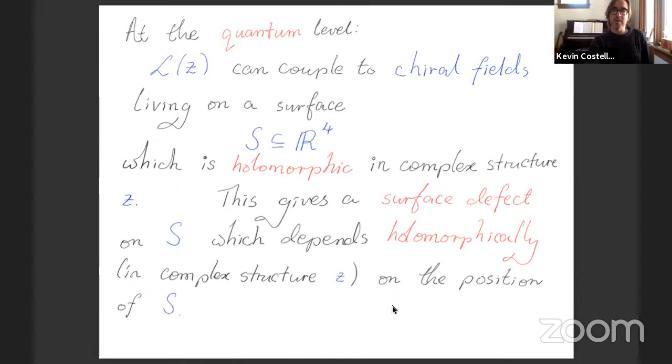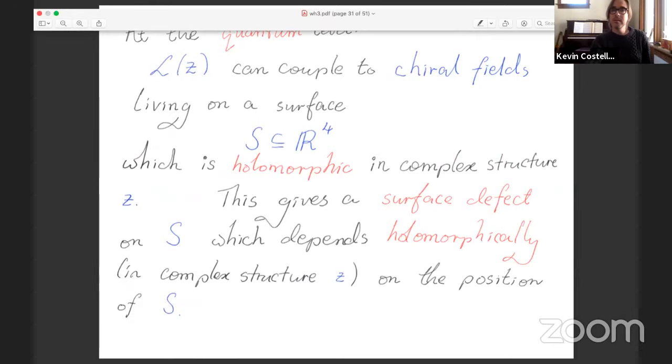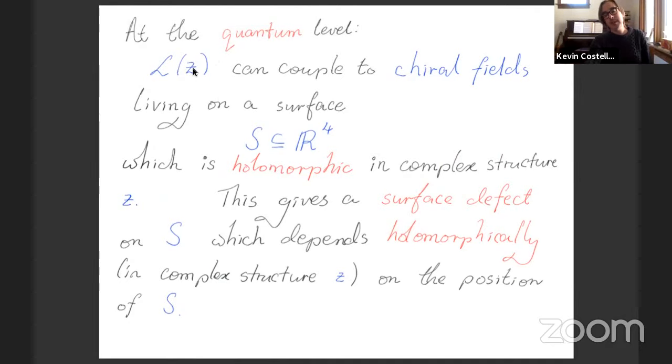Now, what happens at the quantum level? This Lax matrix, because it's a 0,1 form of this complex structure, is something we can couple to chiral fields which live on a surface, but that surface can't be arbitrary, it must be holomorphic in this complex structure. So we get a family of surface defects. For each z, I get some possible surface defects which live on curves holomorphic in complex structure z.